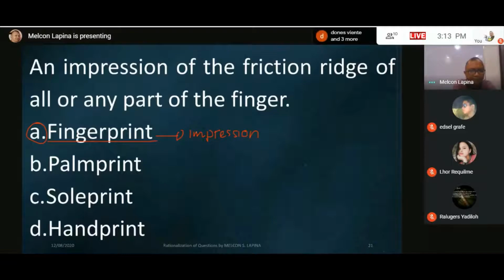Marka mula nung diin ang kamay doon sa surface. Mag-iwan yan ng marka. That is known as impression. So you do not call the pattern found on your fingers as fingerprint. Rather, the pattern found on the surface being pressed by the fingers as fingerprint.